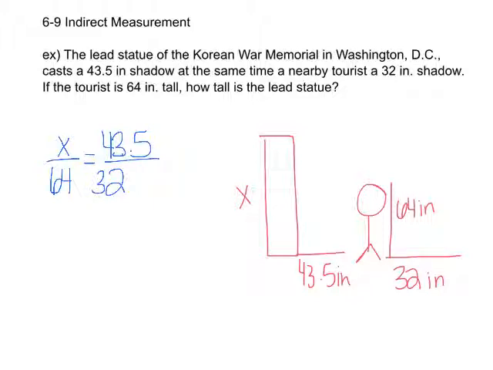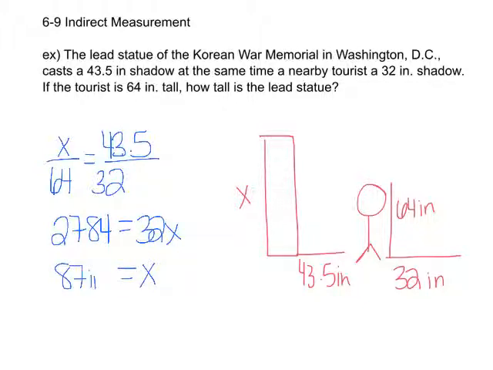And then I'm going to use cross multiplication. So the 64 times 43.5 gives me 2,784 equals 32x. And then when I divide by 32 on both sides, I'm going to get that x equals 87 inches. And make sure that we put our inches there because we want to make sure we always have our units. So the height of that statue is 87 inches.